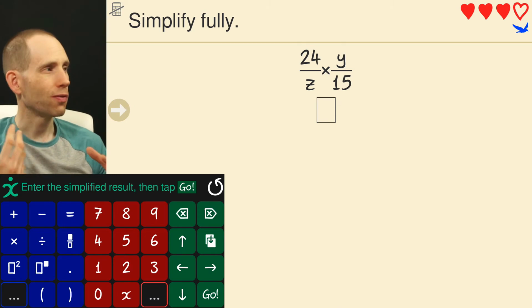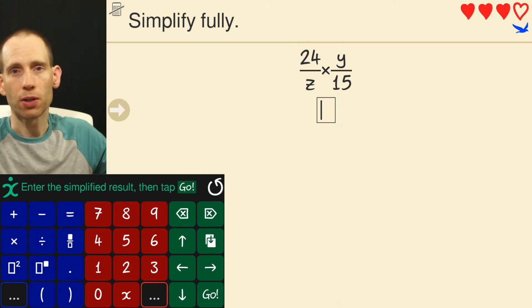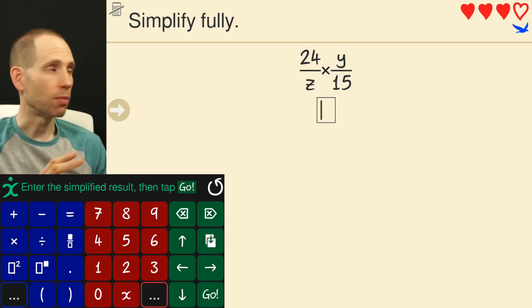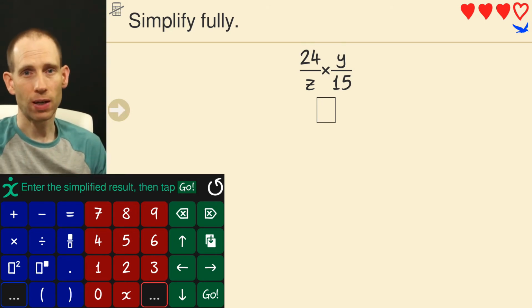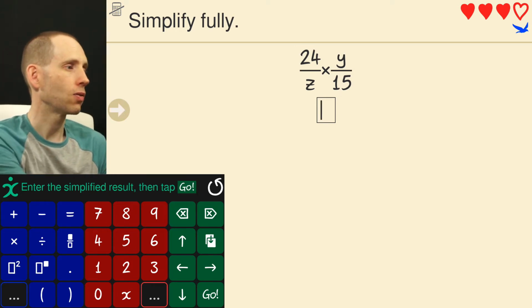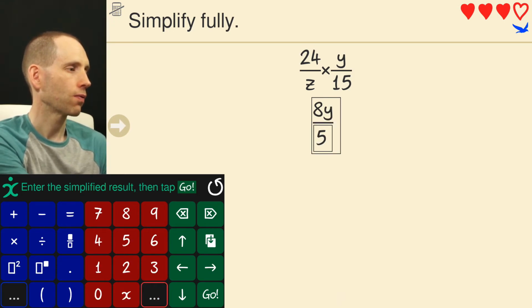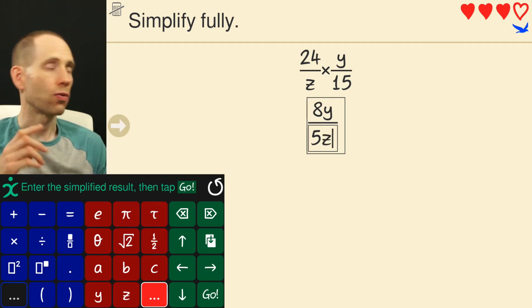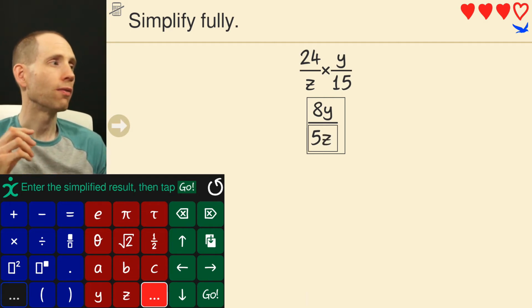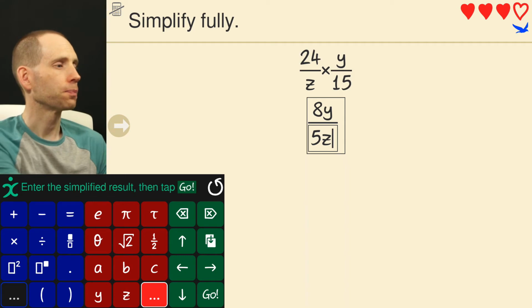So 24 over 15. Again, doesn't matter, they're not quite underneath one another. And it's all in the same term, so I can cancel factors in the top with factors in the bottom. 24 and 15 both have a factor of 3, so that's going to leave me with 8y divided by 5z. So 3 times 8 is 24, and 3 times 5 is 15. So when you get rid of the 3 divided by 3, I'm left with the 8 and the 5.